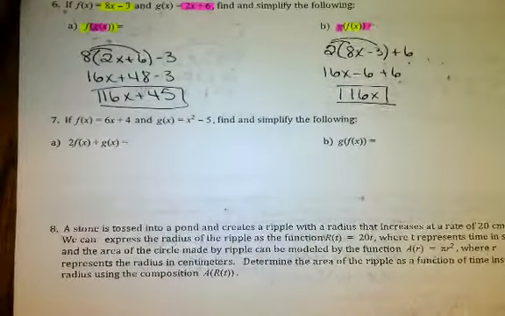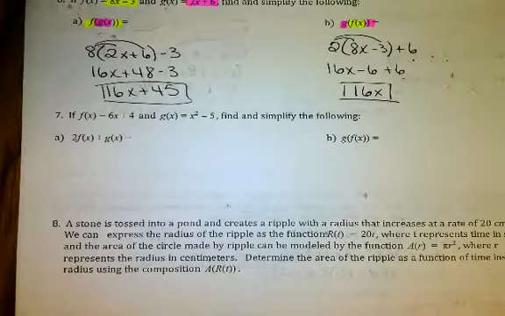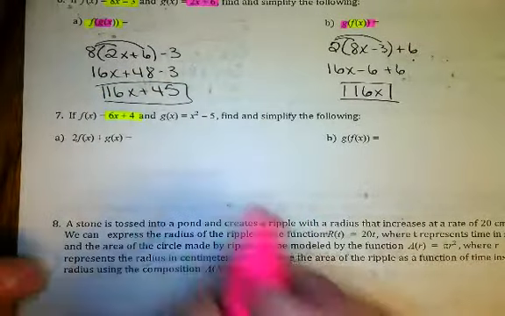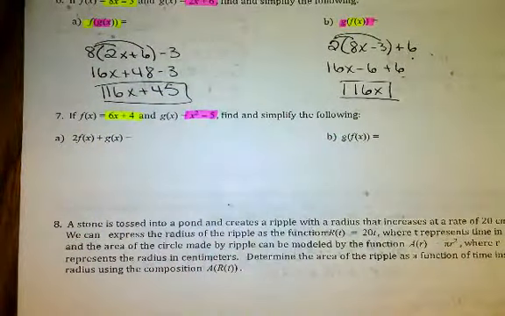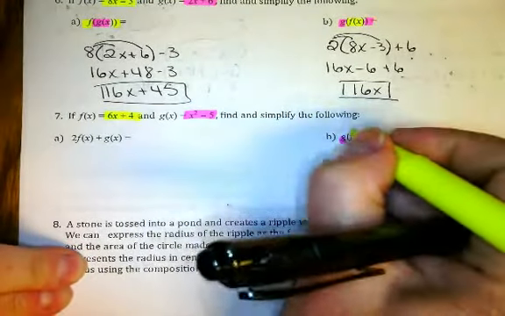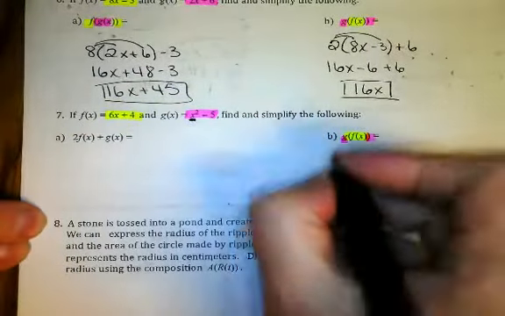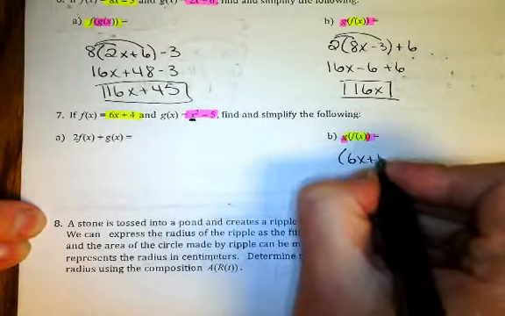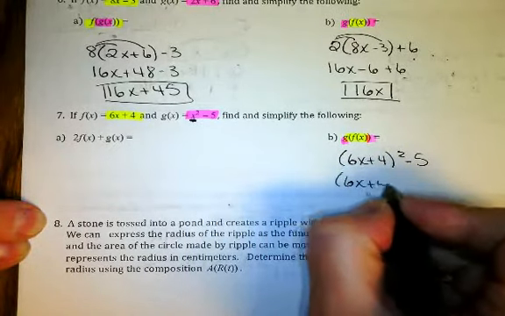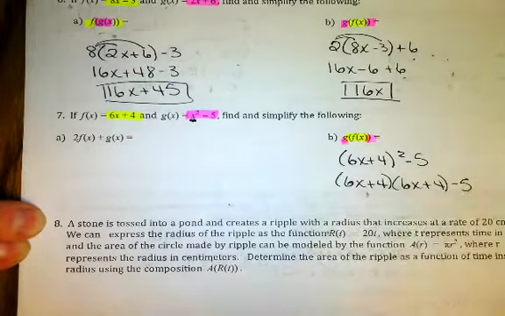All right, on the next one here, I'll do this one. Again, I have my f of x and I have my g of x. I start off with the g here, and I'm putting the f inside of it. So if I start off with the g here, I have an x squared, so I have to substitute that whole thing into it, and then minus 5. Now, I actually need to FOIL this out, multiply it out, so 6x plus 4 times itself, and then minus 5.